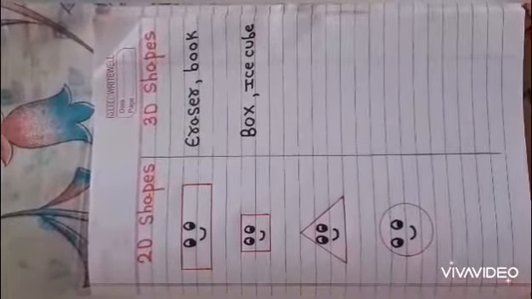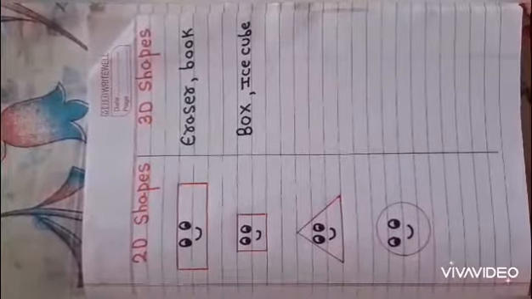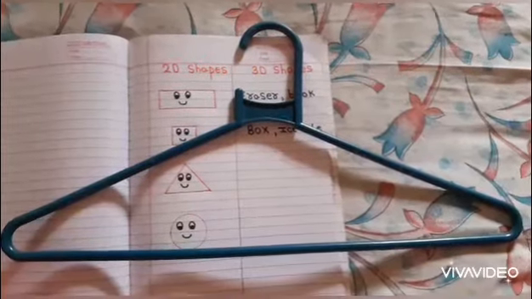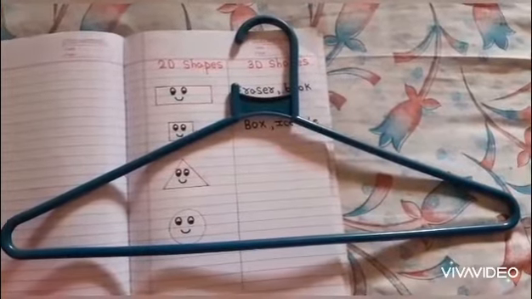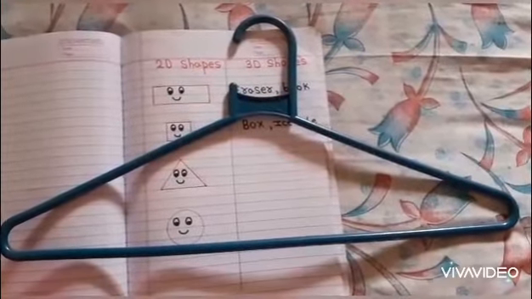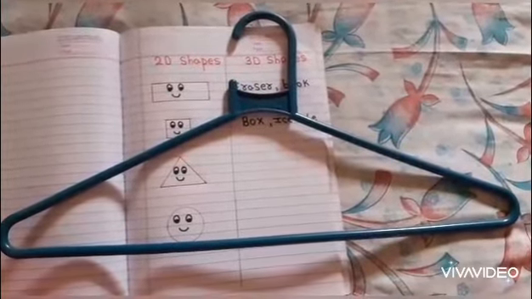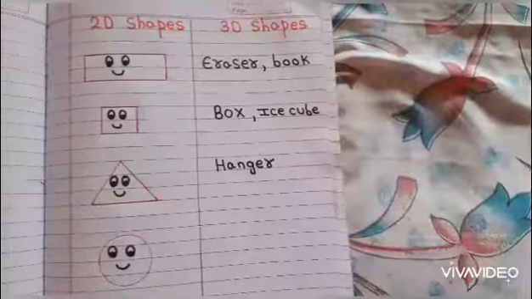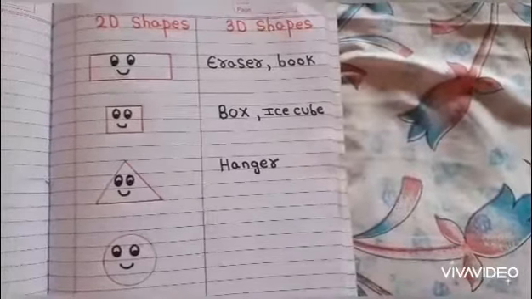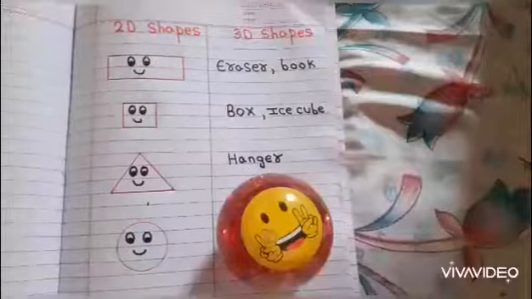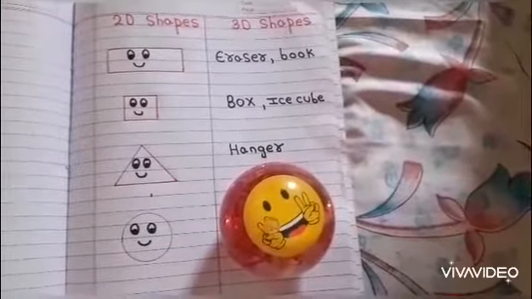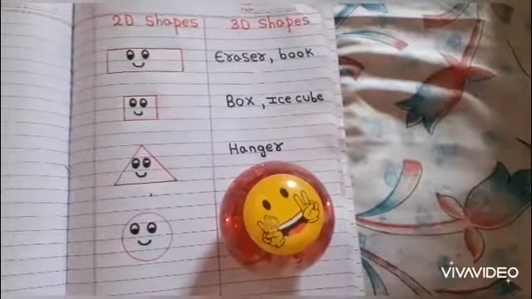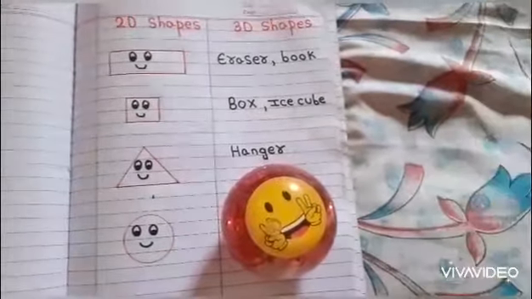Now the third one is a triangle. Oh, look at this hanger. The shape of this hanger is a triangle and this is a 3D shape. And the last shape is a circle here. Now I have one ball here which is also happy, and the shape of this ball looks like a circle.